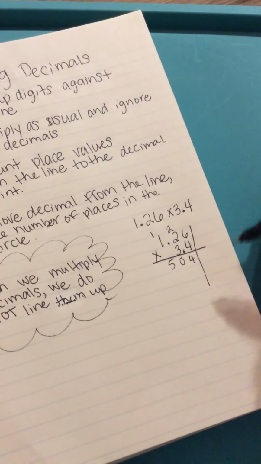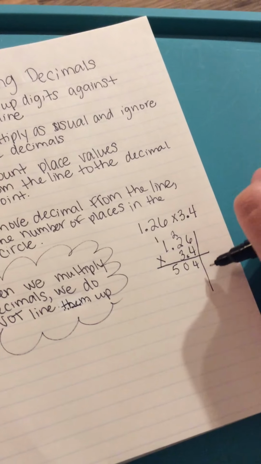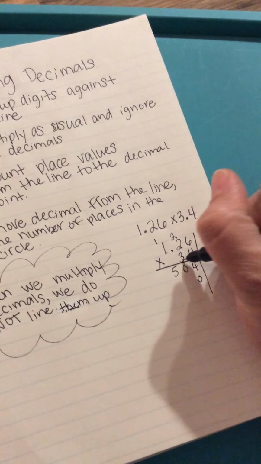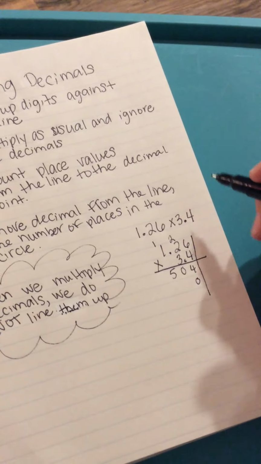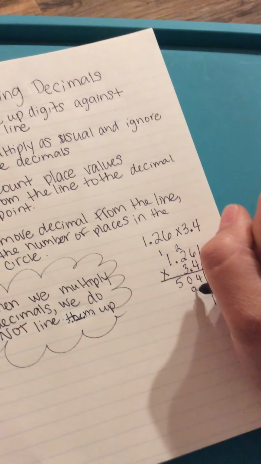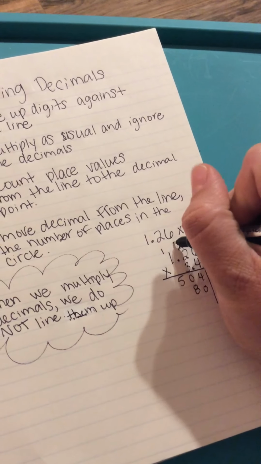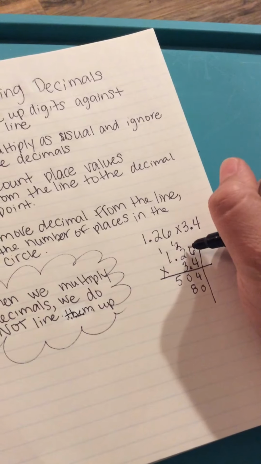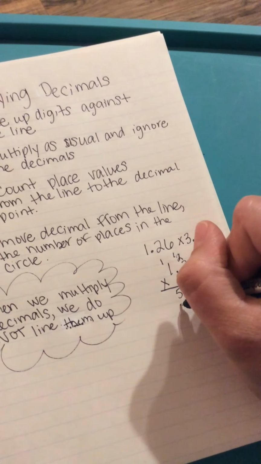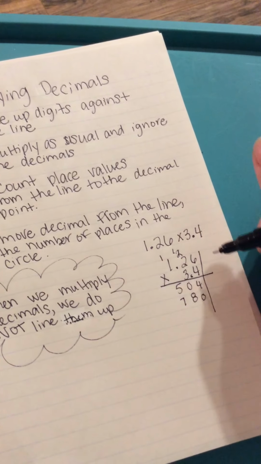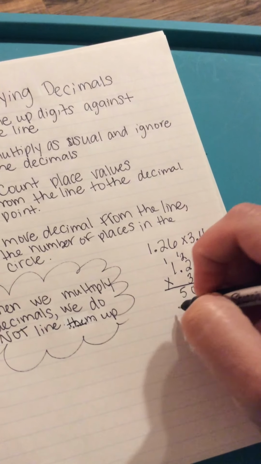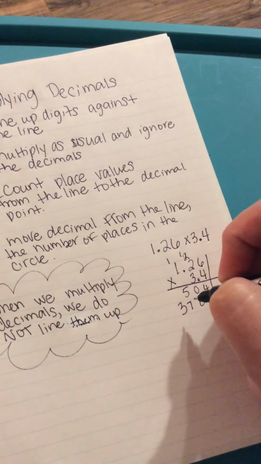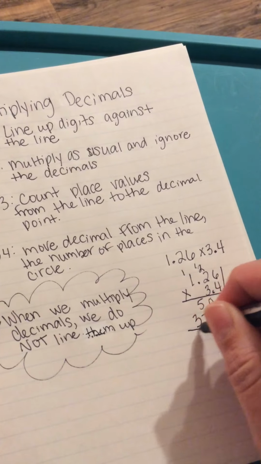Remember, when I start row 2, I'm starting with the placeholder here. 3 times 6 is 18. Put your 8. Carry the 1. 3 times 2 is 6, plus 1 is 7. 3 times 1 is 3. Now I'm going to add.